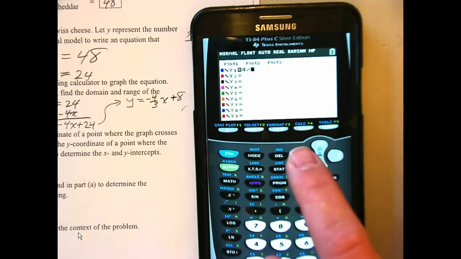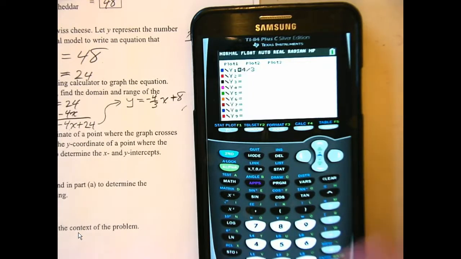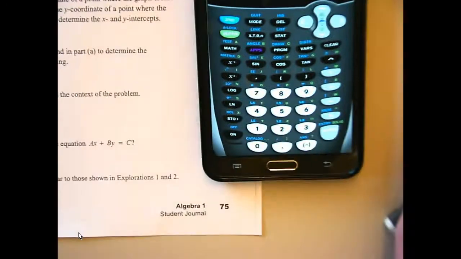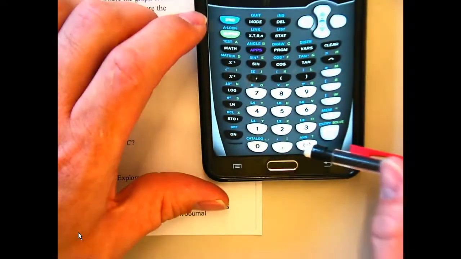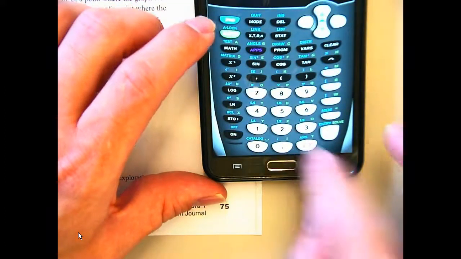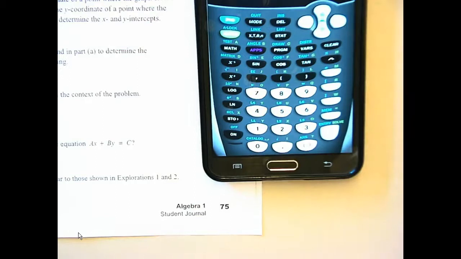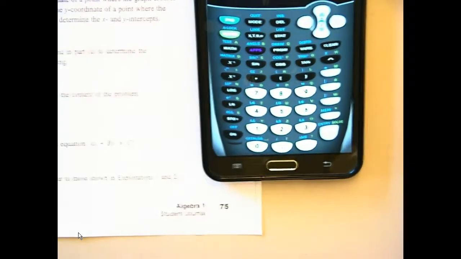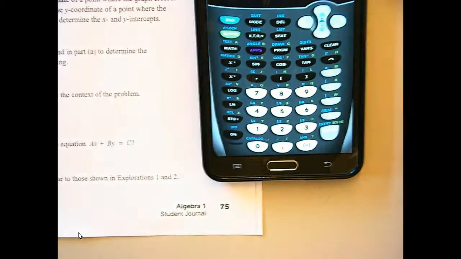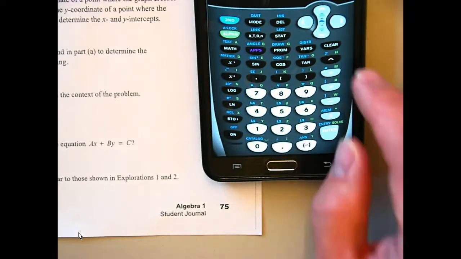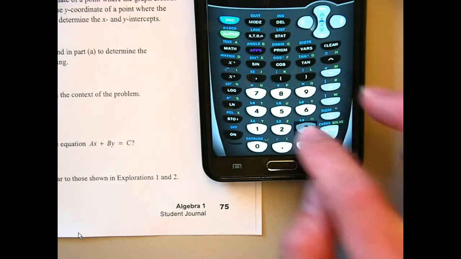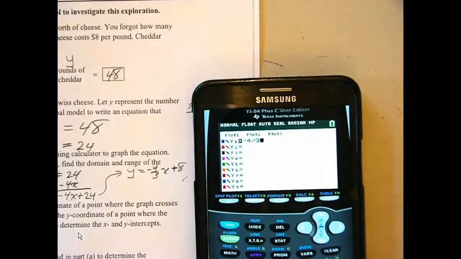Mine should have been negative 4, so I have to go back over here. Now when I use negative, it's not the minus sign. It is the negative symbol. Let's see if I can make that a little less bright for you guys. Not so much. That's all right. So I'm going to go negative 4 divided by 3, and then my X button is right here.